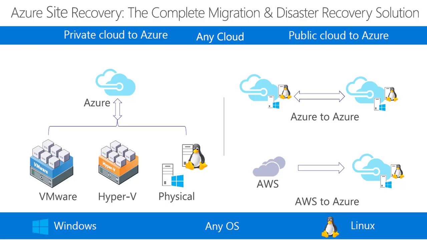So the ability to support any cloud, that means private cloud to Azure, on-prem to Azure, public cloud to Azure, and again, that's VMware, Hyper-V, physical machines, but also public cloud to Azure, so Azure to Azure, from Azure to a different Azure region, and from third-party public cloud like AWS VMs, being able to migrate or fail over those into Azure, and support it again across really any OS, across Windows and Linux.